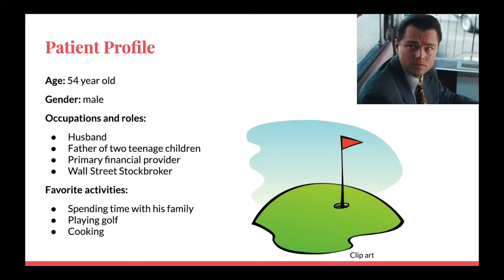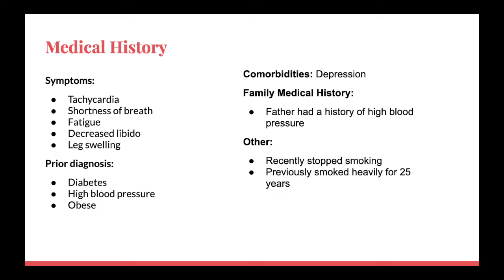Our client is a 54-year-old man who is a Wall Street stockbroker and the primary financial provider for his 2 teenage children and soon-to-be wife. He enjoys spending time with his family, playing golf, and cooking. He comes into the emergency department experiencing shortness of breath, irregular heart rhythm, which he's had for the last 4 days, and fatigue. He also has swelling in his legs and decreased libido.